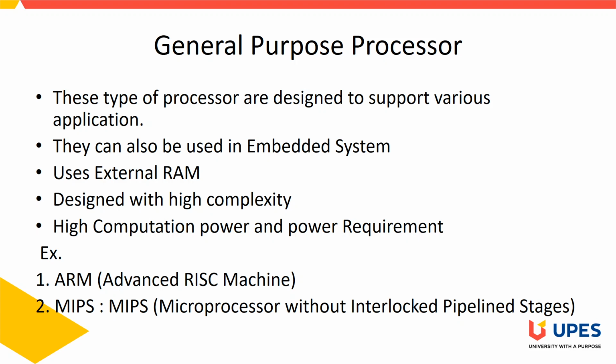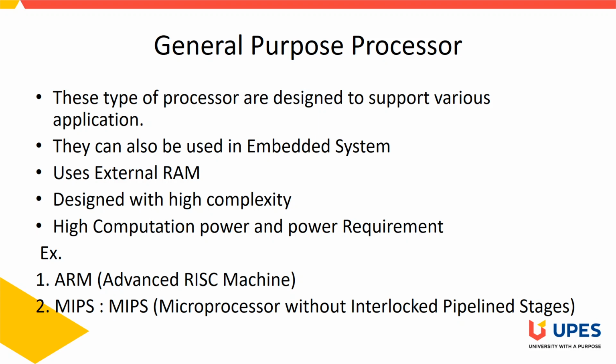These types of processors are designed to support various applications. That means they are not application bounded or application specific. You can use them for any general purpose. So you can see that your system uses microprocessors, which are general purpose processors, and they can also be used in your embedded system. Their architecture is something like that. They use external RAM in most cases, and they follow the von Neumann architecture. Most of the cases they follow the von Neumann architecture, but ARM is an exception that uses both architectures.